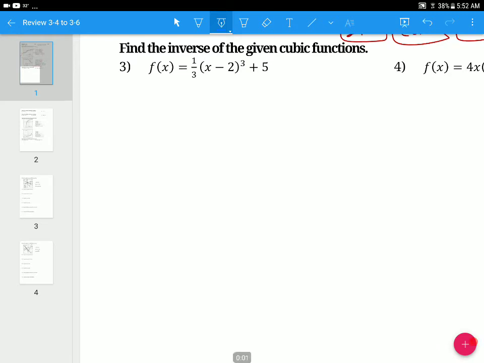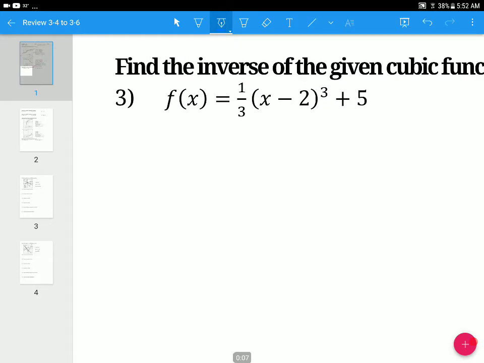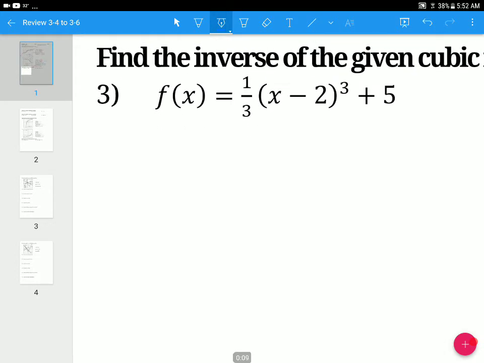All right, number 3, it says find the inverse of the given cubic functions. So finding an inverse, first things first, you need to switch x and y. I'm going to zoom in so I can write a little bit cleaner. So x equals 1/3 (y minus 2) cubed plus 5.